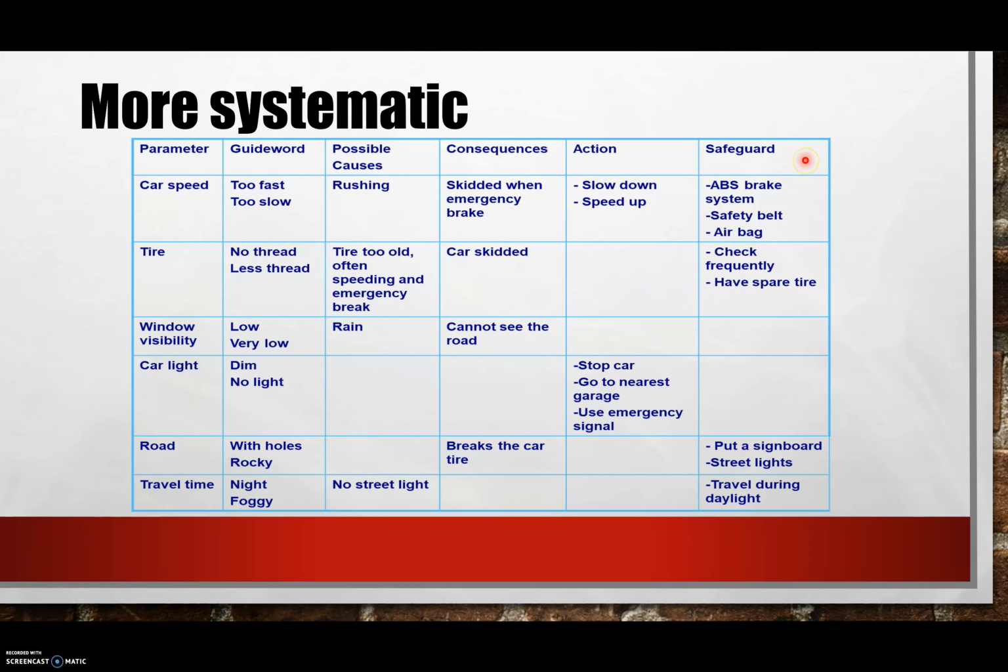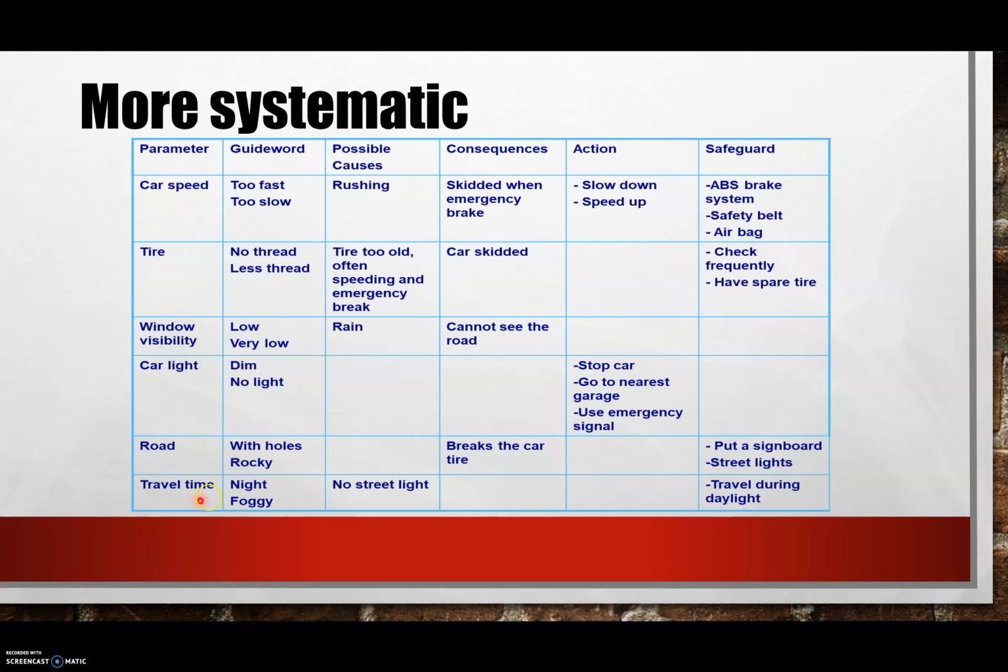As a safeguard, as a measure to prevent this accident from occurring, we have the ABS brake system, a safety belt, and airbags, to reduce the impact of this accident. We are trying to reduce the consequences. The same goes for tire, window visibility, car light, and road travel time.